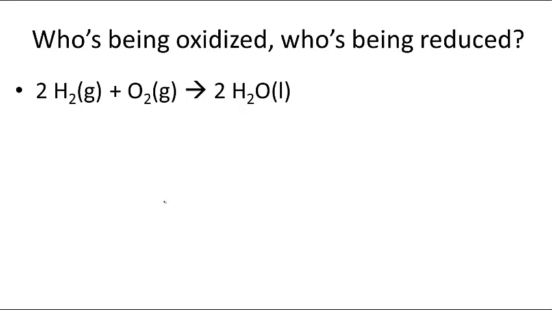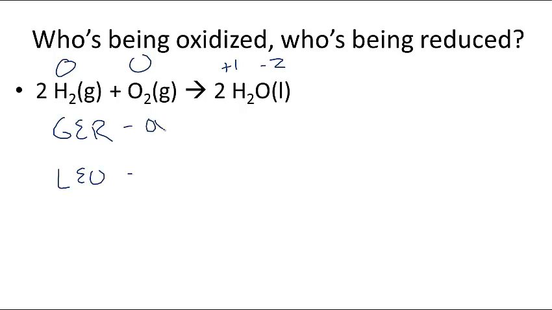Okay, so hydrogen in its elemental form, 0. Oxygen in its elemental form, 0. O is -2 from rule of 4, H is +1. So Ger is what? Oxygen. Leo is hydrogen. Now, an interesting thing that we can learn from this: hydrogen was oxidized. Oxygen reacted with it, and hydrogen became oxidized. So, in this case, oxygen was what we call the oxidizing agent.